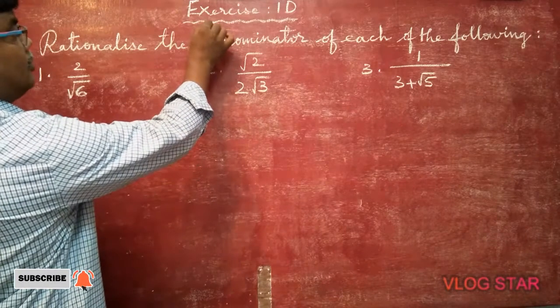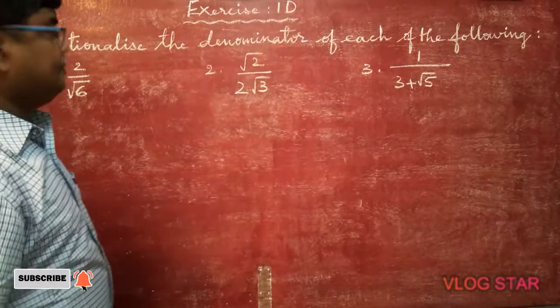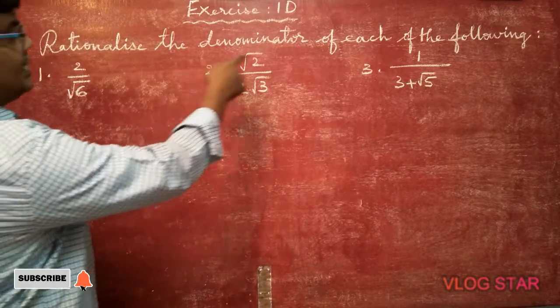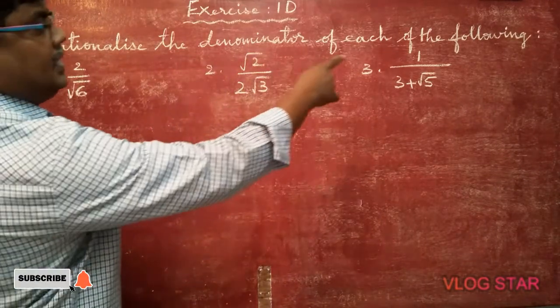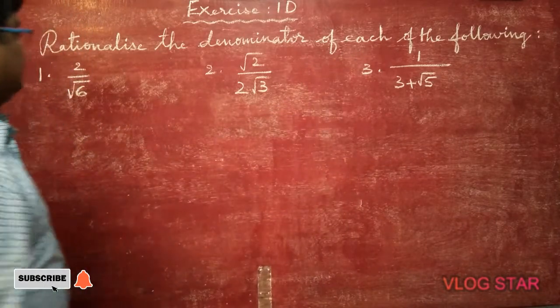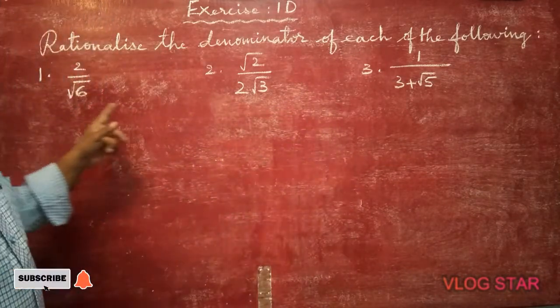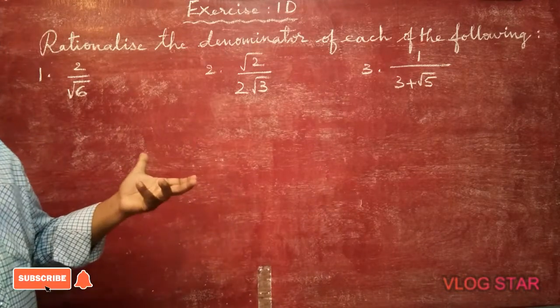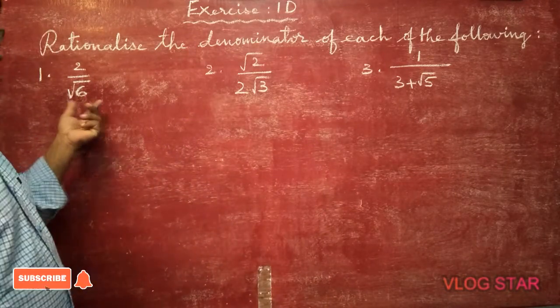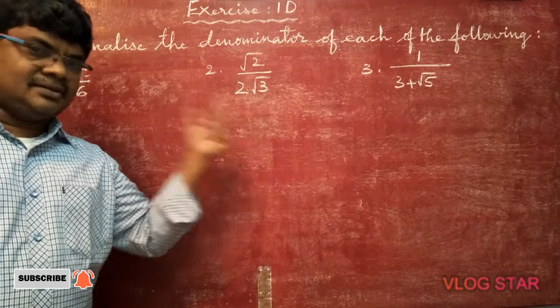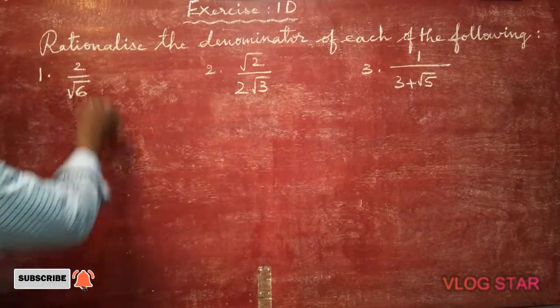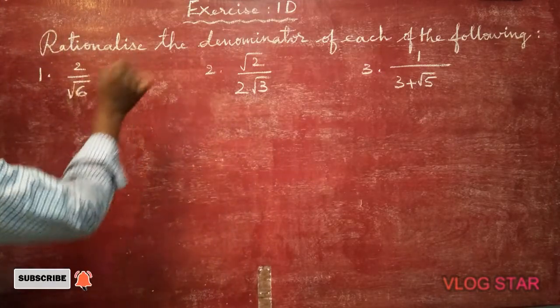Today we are going to do problems in exercise 1D. Rationalize the denominator of each of the following. See the denominators. They are irrational. We are going to make it rational. Irrational means which are not having perfect squares. Now, denominator they are asking.